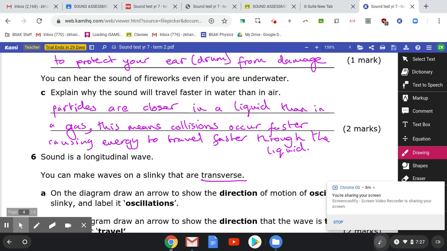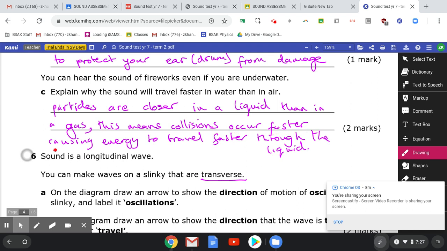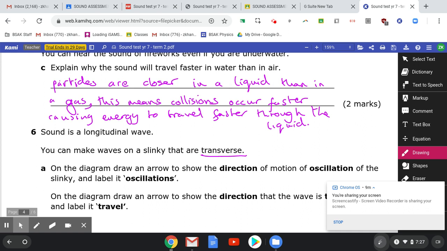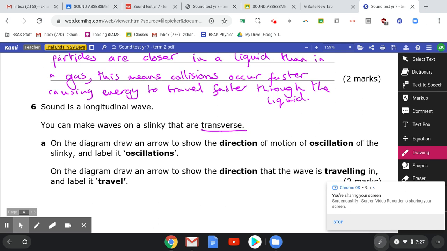Okay, right. The next one is explain why sound will travel faster in water than in air. You did an entire presentation on this. So first mark is particles are closer in a liquid than in a gas. This means that collisions will occur faster. So that's your second mark. Collisions will happen quicker. And that would mean that the sound wave will travel through the liquid faster. Okay, so first mark, particles are closer, collisions are quicker, so the sound wave travels through the liquid quicker.